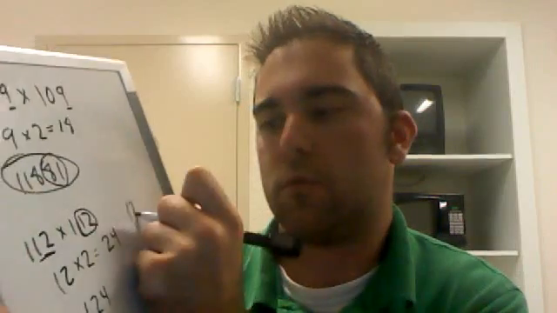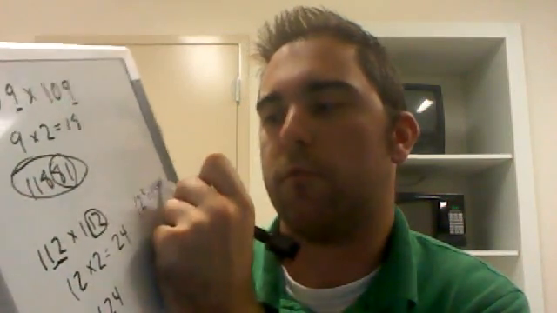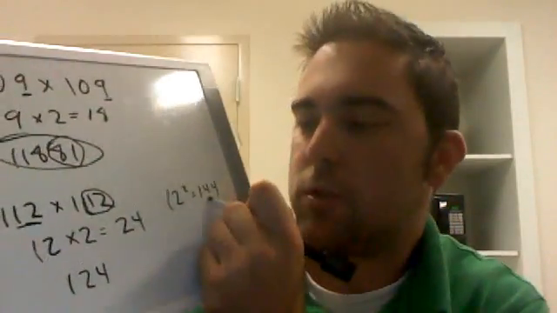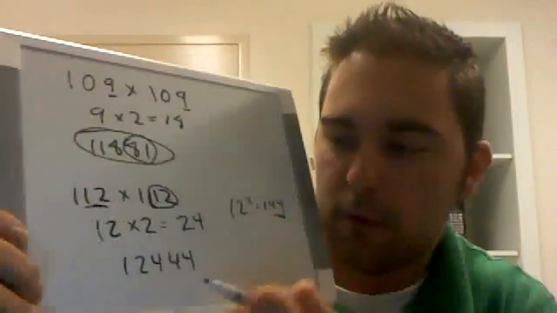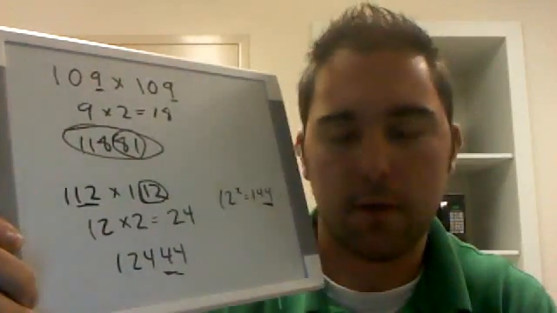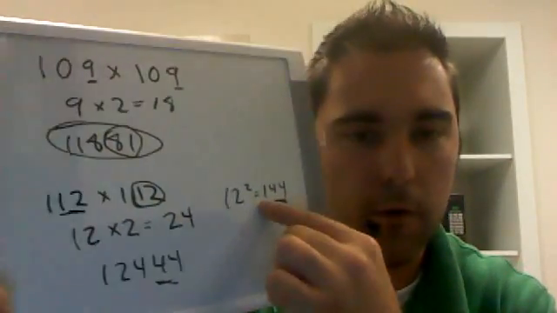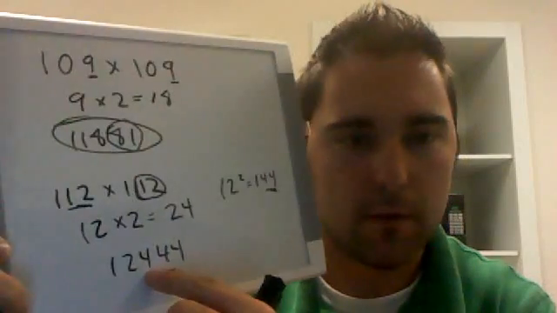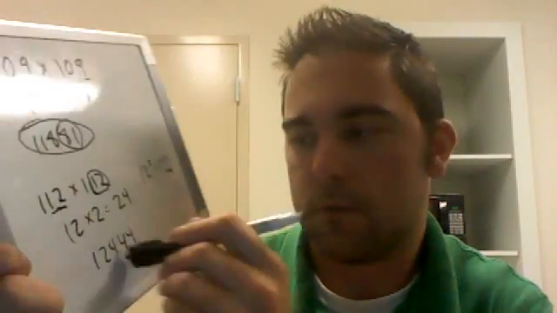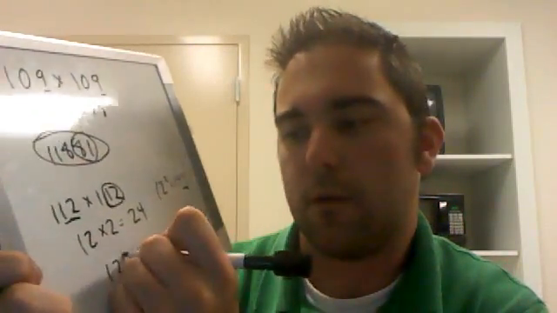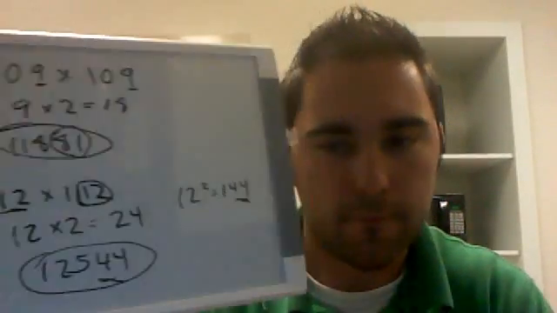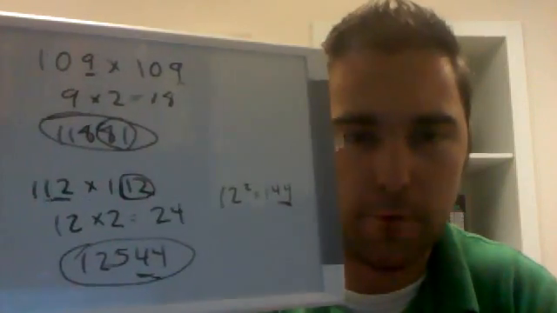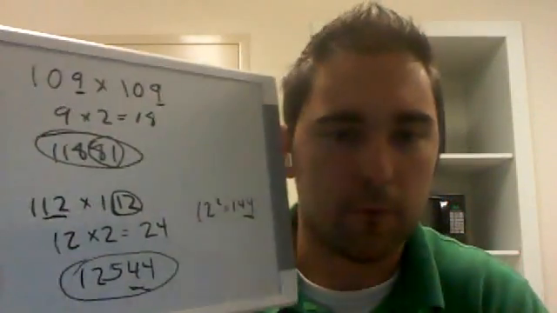So 12 squared is 144. We carry down our last two digits, the two fours, like here. So there's our two fours. And then the one here gets added to the next digit. So that becomes a 5. And our number is 12,544. I hope everybody followed that. I'll do one more example, just to make sure everyone understands it.